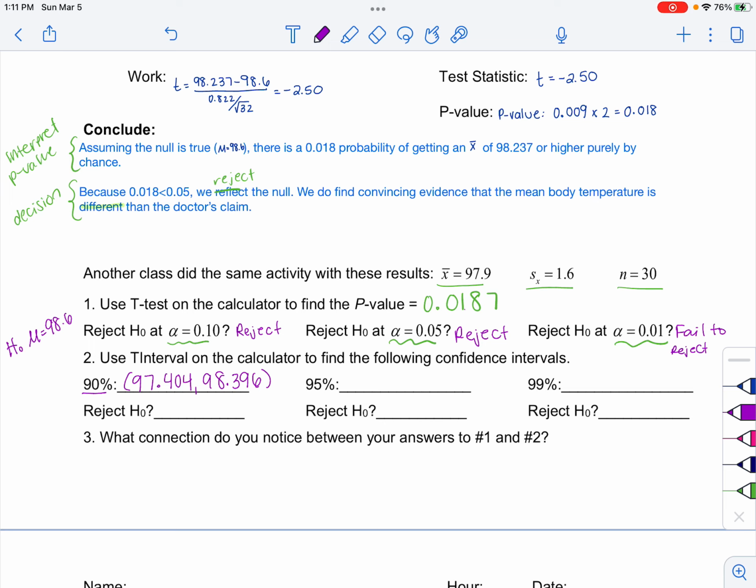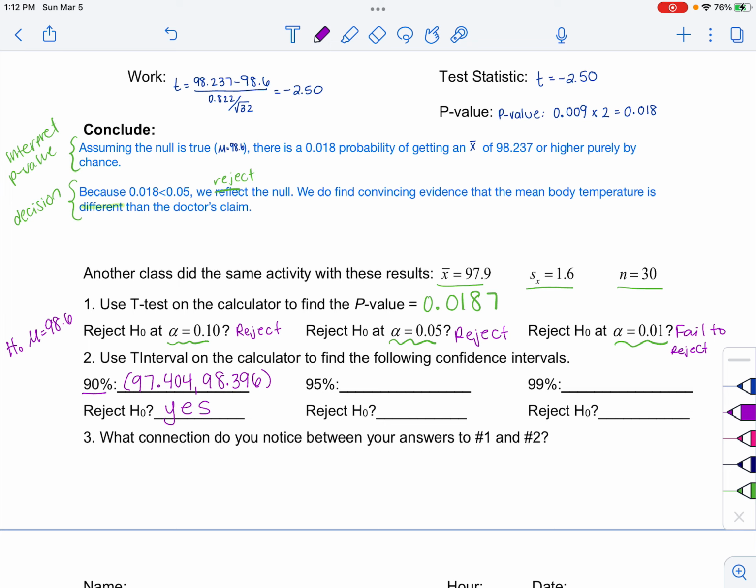Compare this null hypothesis to the confidence interval. Is the null value in the confidence interval? Is 98.6 somewhere in that interval? No, 98.6 would be out here. So it is not very likely that this is true based on this confidence interval, since it is not within the interval. Therefore, I would choose to reject the null.